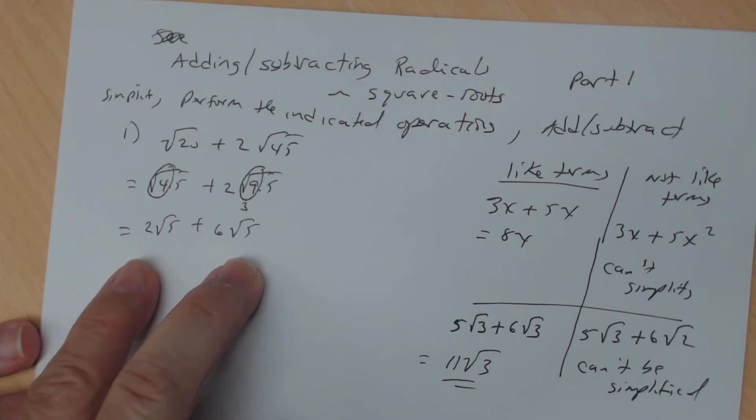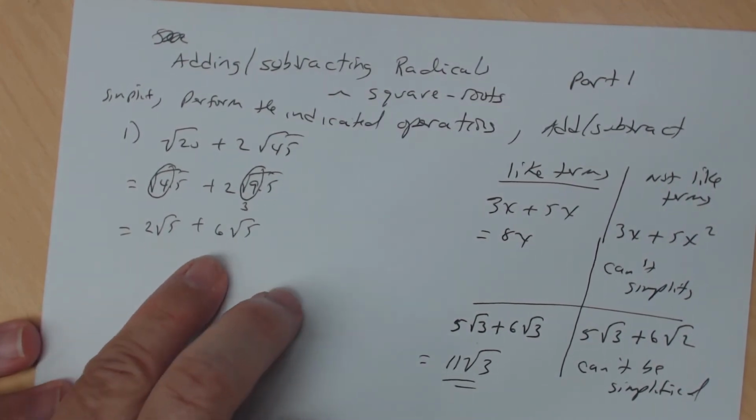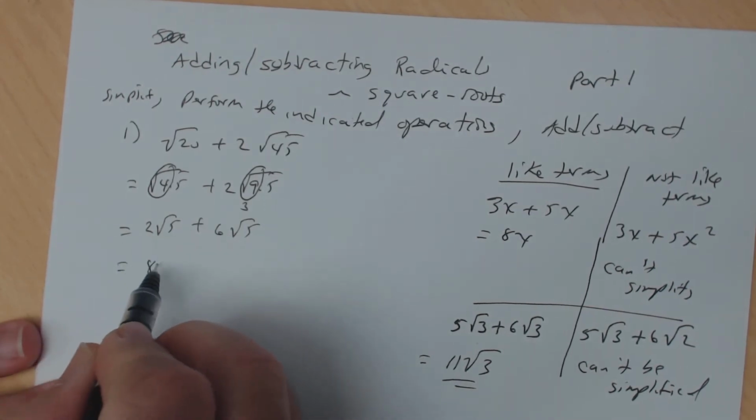And now these are like terms. So now the radicands are the same. So 2 square root of 5 plus 6 square root of 5 is going to equal 8 square root of 5.